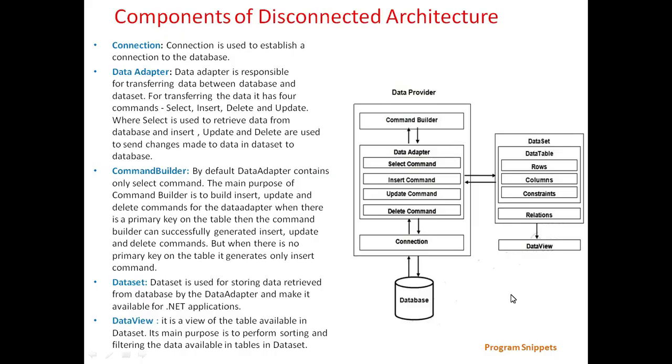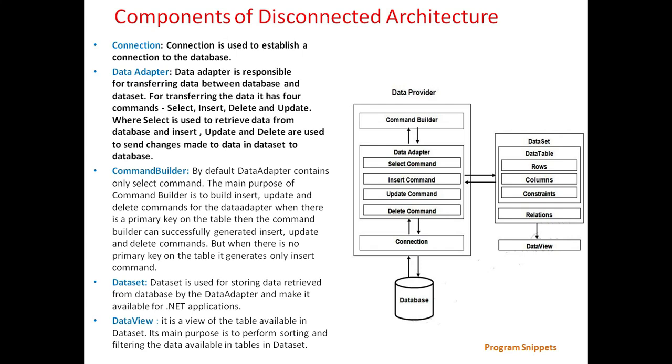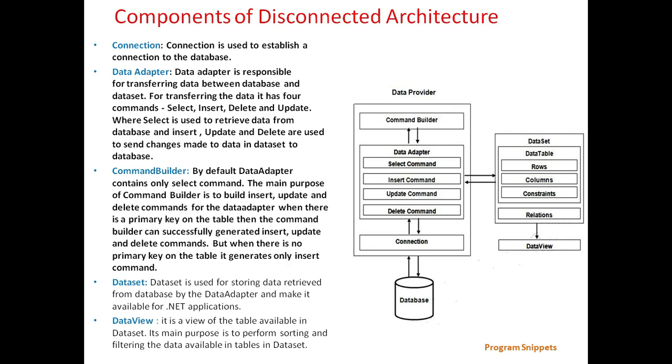to the database. The different components of disconnected architecture are: first is connection, which is used to establish a connection to the database. Data adapter is responsible for transferring data between database and dataset. For transferring the data, it has 4 commands: select, insert, delete and update, where select is used to retrieve the data from the database and insert, update, delete are used to send the changes made to the data in the dataset to the database. By default, data adapter contains only the select command.